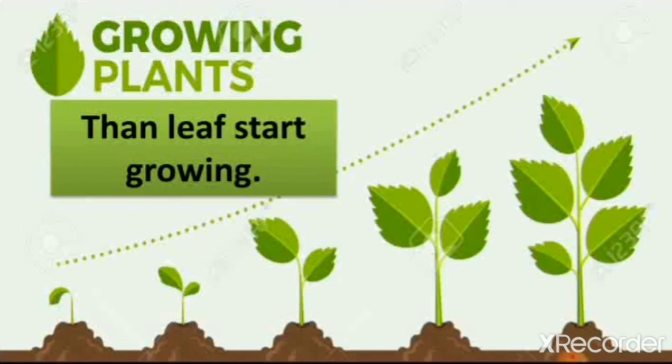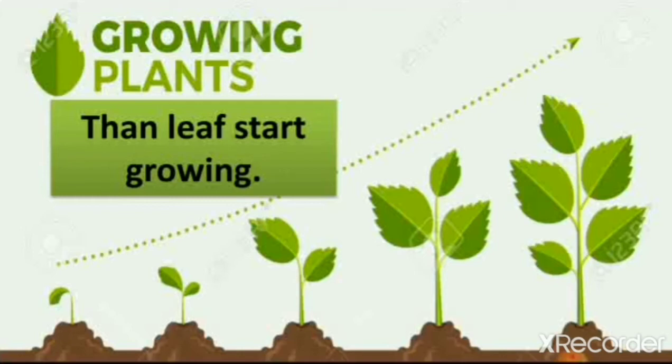So here you can see 5 pictures of a plant. It's not 5 plants, it is one plant which grows like that. In the first picture of the plant there is only one leaf. In the second picture there are 2 leaves. In the third picture you can see 2 leaves but with growth, because in the second picture leaves are small and in the third picture leaves are a little bit big. So it is the growth of the plant.